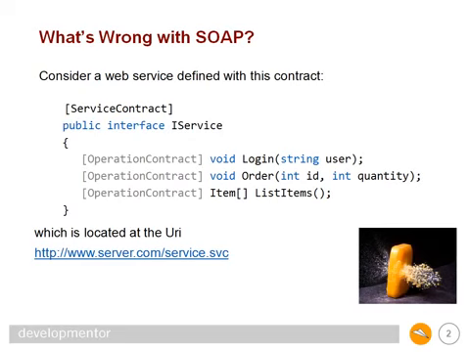So we'll see in REST that we can represent each of these operations as a separate URL, and we can describe them as different types. We could say login and order are the types of things that are altering the state of our system, whereas list items is read-only and therefore safe to cache.